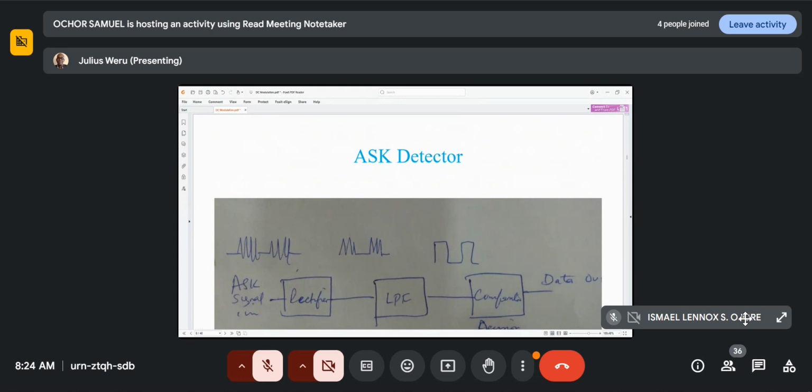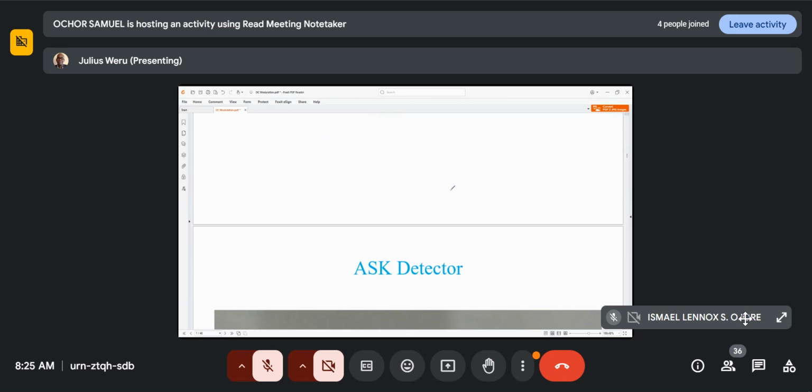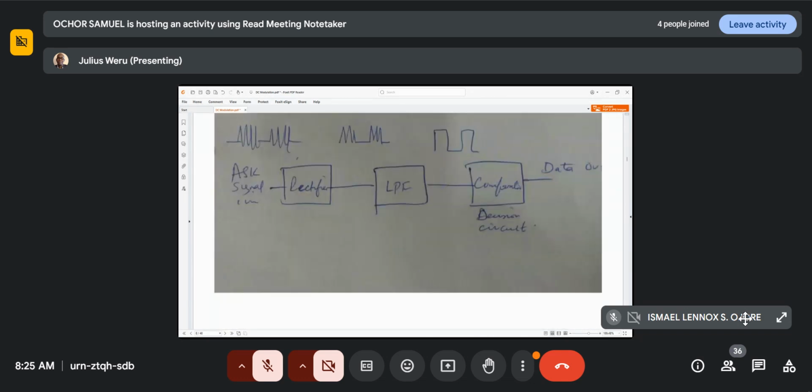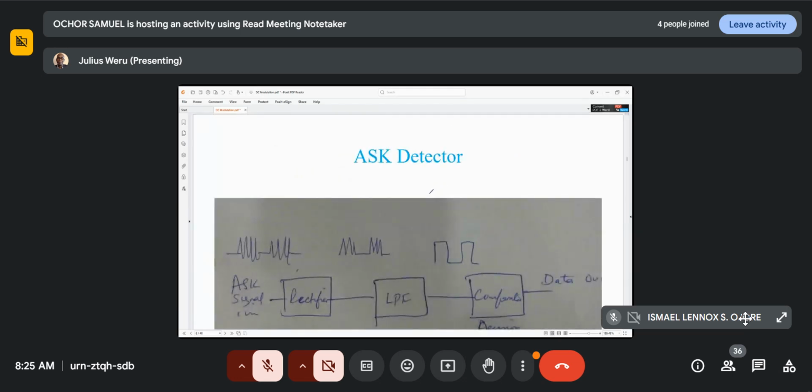So you have your ASK signal. You can see your signal is in the envelope. So you're going to have simply an envelope detector. So you have a rectifier. It's basically an envelope detector. A rectifier to cut off the negative side, so that, of course, you only have the upper one. You're interested in this envelope that will generally give us the signal.